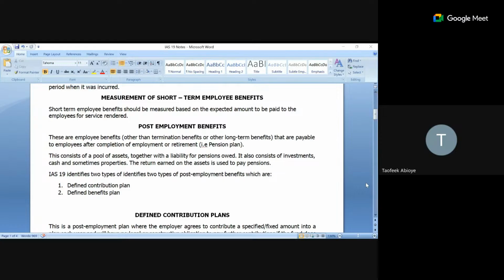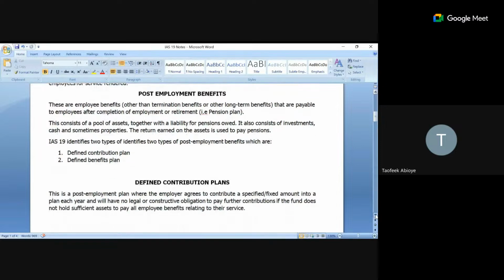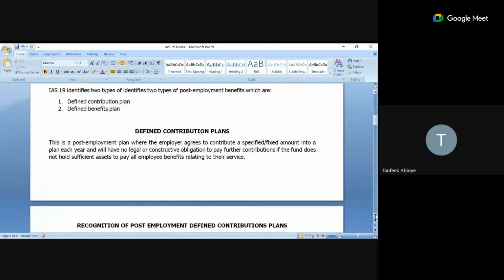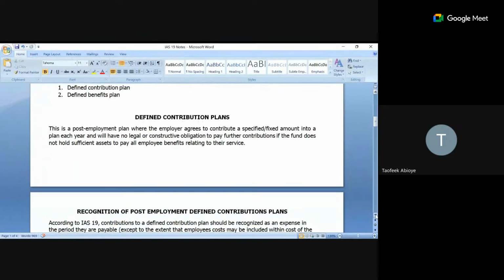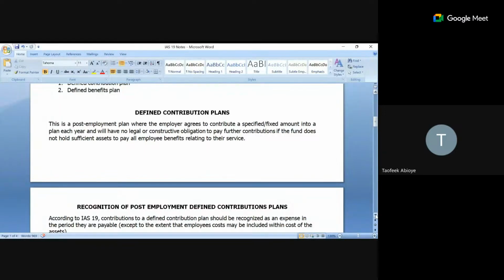IAS 19 identified two types of post-employment benefits. Number one is defined contribution plan, and number two is defined benefit plan. So how does each of them work? Let's go now. The first thing the standard talks about is the defined contribution plan. So what is a defined contribution plan?